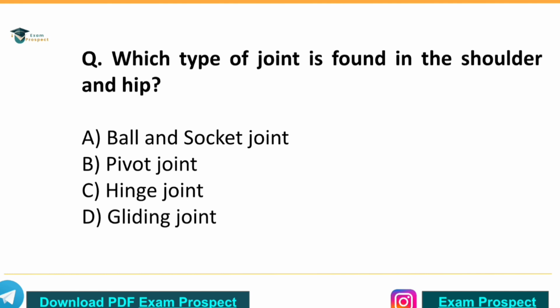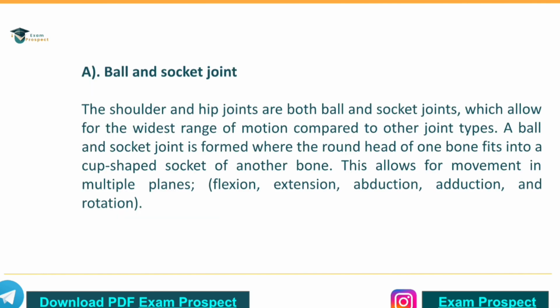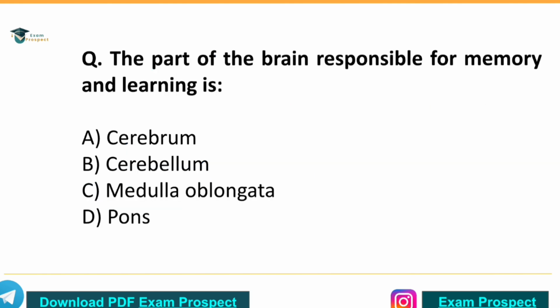Next question. Which type of joint is found in the shoulder and hip? Correct answer is option A, ball and socket joint. Next question. Which part of the brain is responsible for memory and learning? Correct answer is option A, cerebrum. The cerebrum is the largest and most developed part of the human brain, and it plays a critical role in various higher order functions. It includes memory and learning.